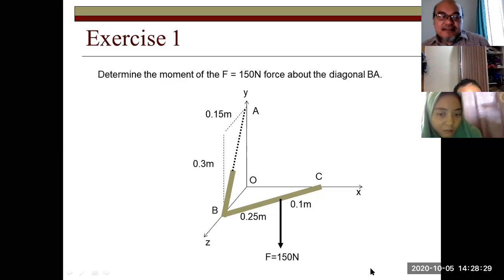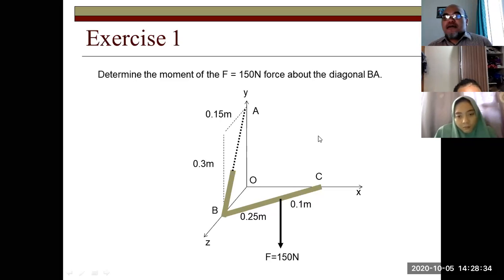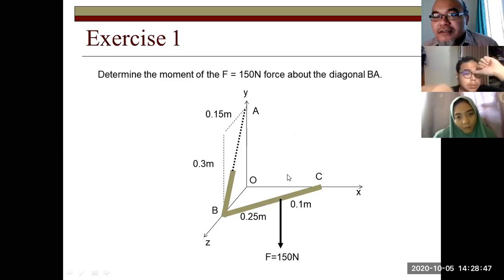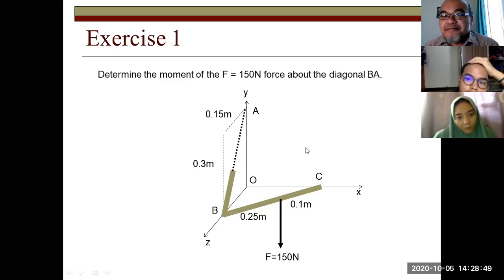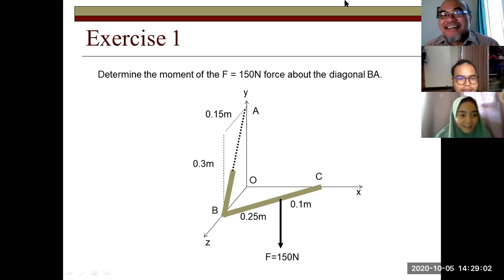Let's do this exercise. We still have time, it is 2:28 p.m. I'll give you about 10 minutes. Is it enough to try to work on this? So about 2:40. Then who wants to try, Gary or Elga? Gary. Okay, first I pause it.